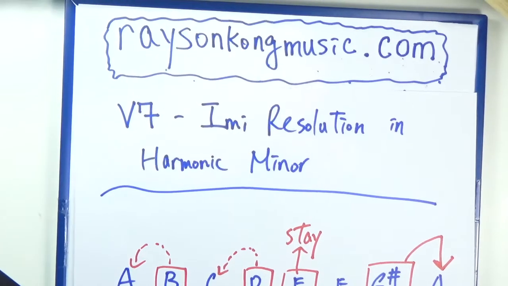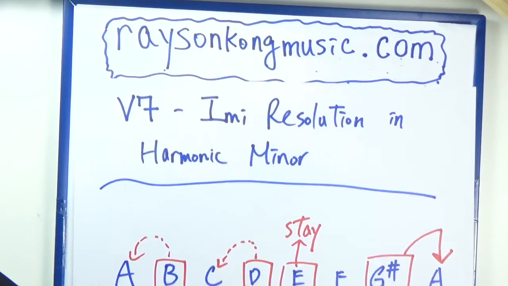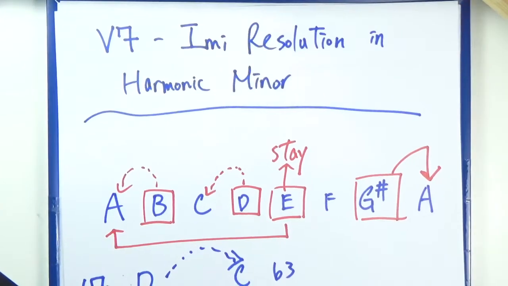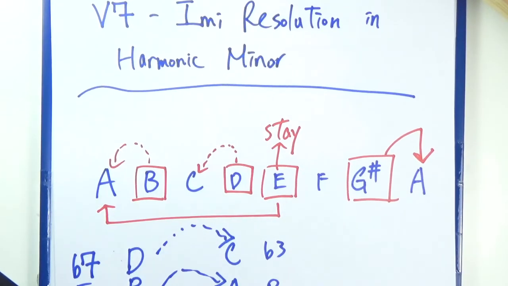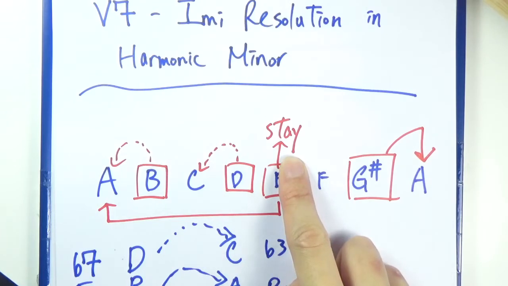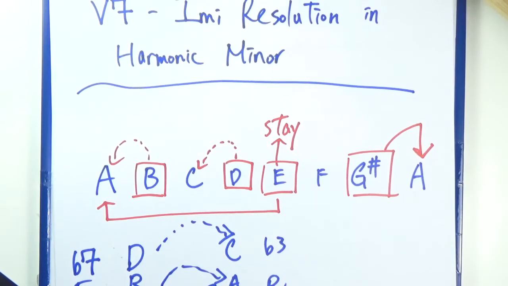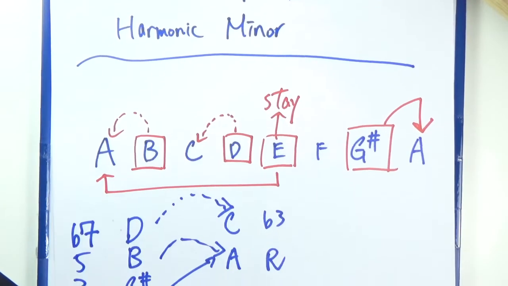Hello everybody, today we will discuss the 5 dominant 7, 1 minor resolution in harmonic minor. So let's take a look again at these tone tendencies. We have these few notes, and we will ignore the F note here, the flat 6, for this video. We'll talk about that later on. So these are our tension tones. We already discussed that in our tone tendency video.